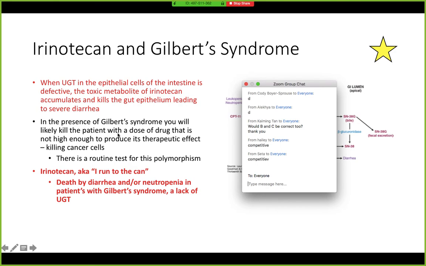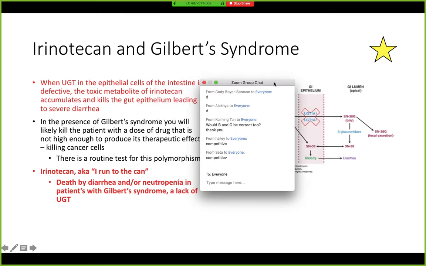you're probably going to kill the patient, because if the dose is high enough to have its therapeutic effect, which is killing cancer cells, yeah, that means your patient's in trouble, because they're going to present with very severe diarrhea or neutropenia. Okay, so this can be deadly.